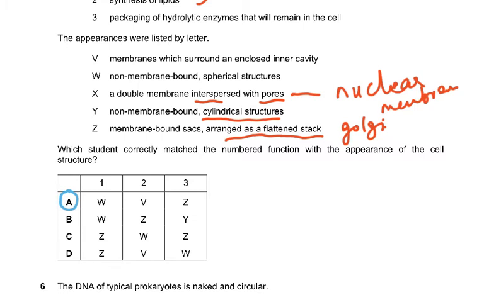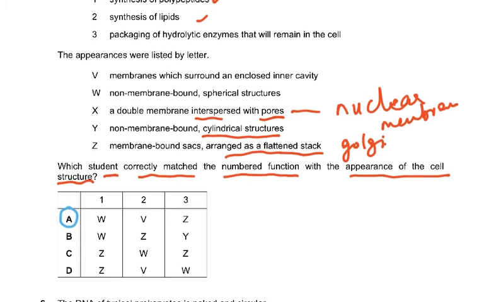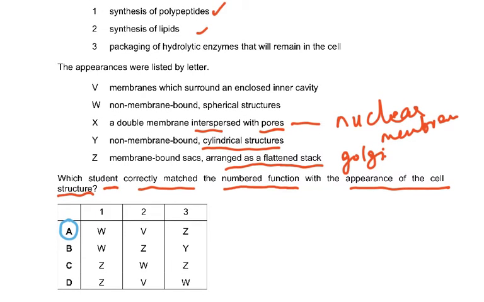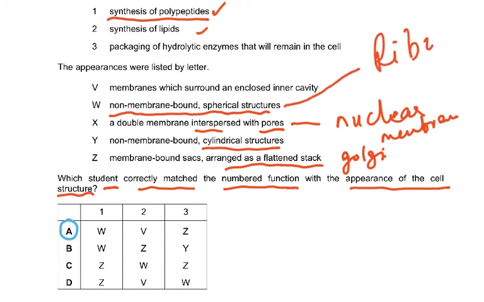Now it says which student correctly matched the numbered function with the appearance of the cell structure. So now if you look at 1, it was synthesis of polypeptides. Now synthesis of polypeptide is RER. Now which one is that? Is it W, non-membrane bound spherical structures? What are these? These are ribosomes. What are ribosomes made up of? Ribosome is not made up of the phospholipid bilayer.